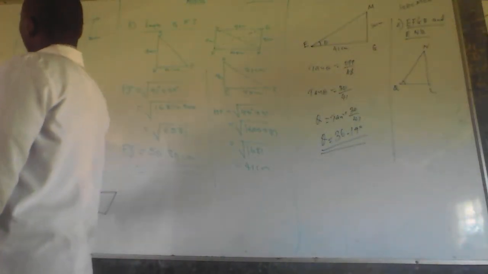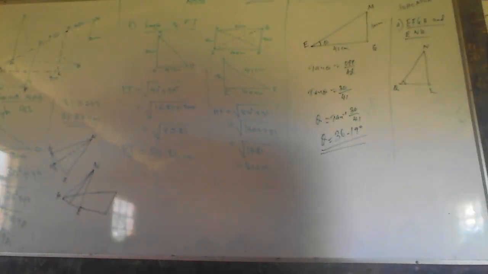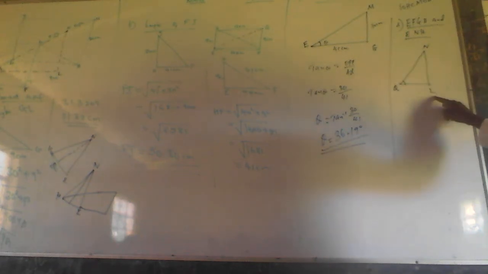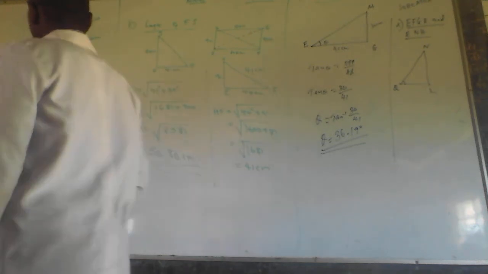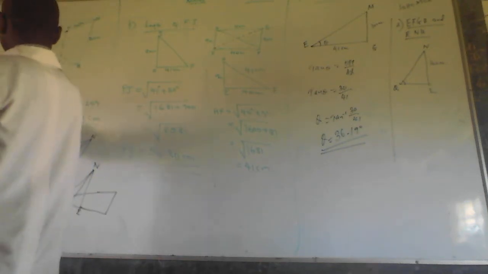Do we know the length NQ? Or which length do we know? We know NL. NL is just the translation of MG, which is LF, and that is 30 centimeters. Which one again do we know? So QL is the same as EF, which is the same as HG, and that is 40 centimeters.